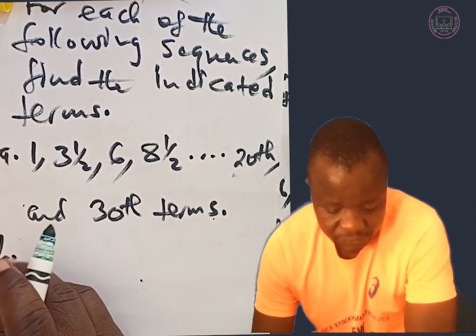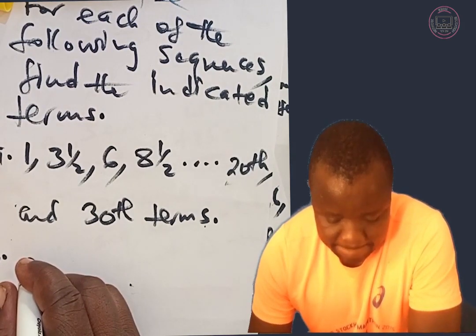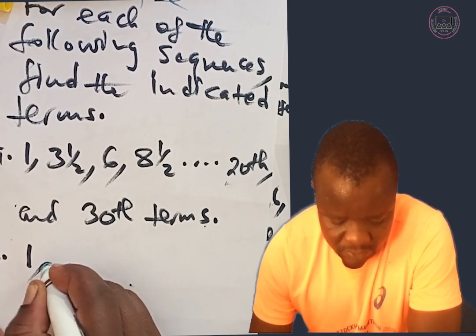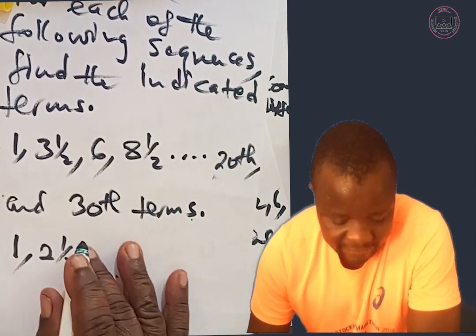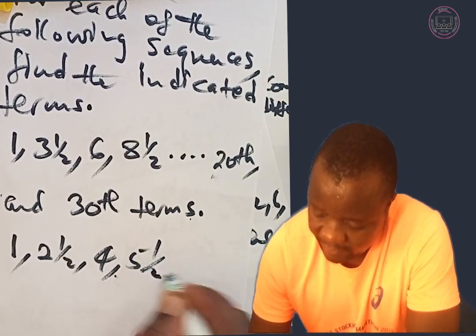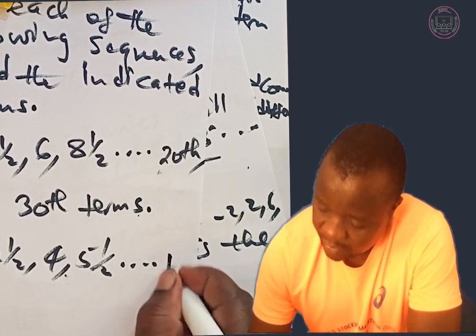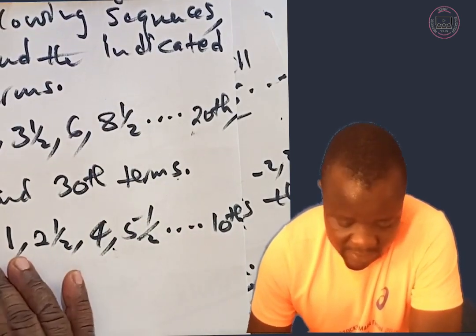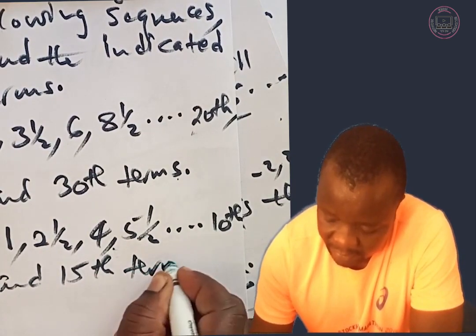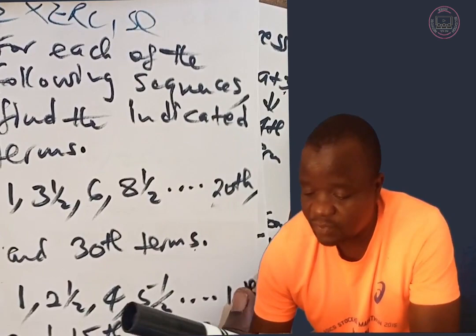In B, we have 1, 2.5, 4, 5.5. Then we are finding the 10th and 15th terms. So I think you have to answer these questions.